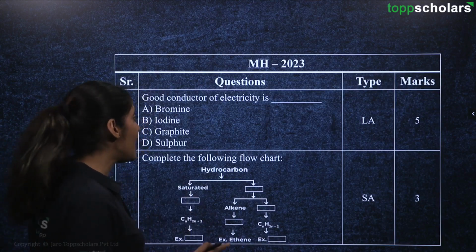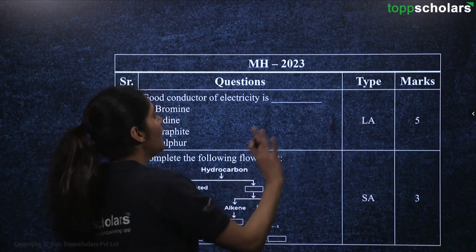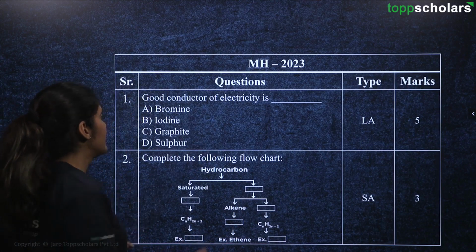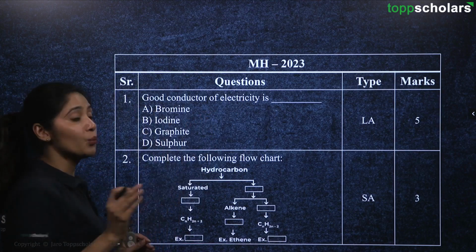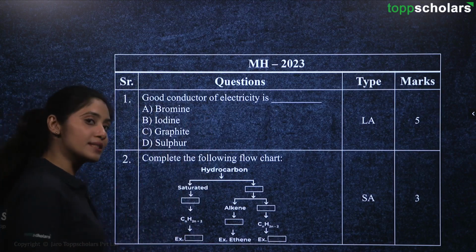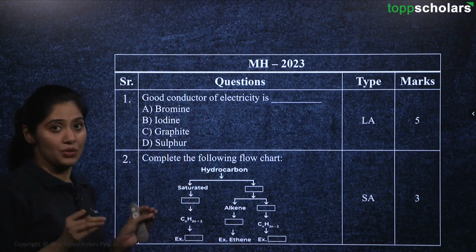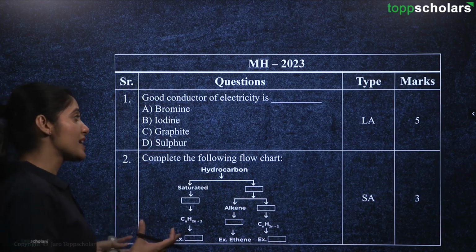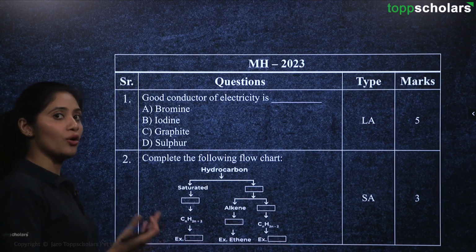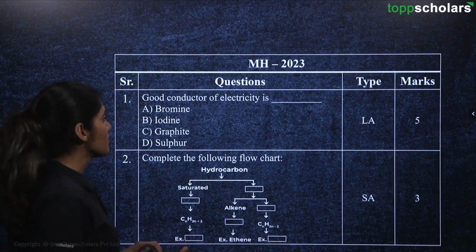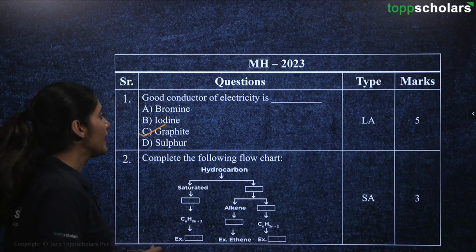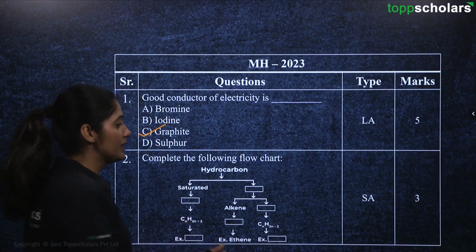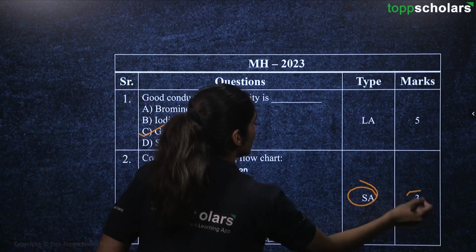Again, we will start with a question which is an MCQ type question. Good conductor of electricity is dash. Among these, which one is the good conductor of electricity? So we know that there is one non-metal among these which is a good conductor of electricity, which has been used in a lot of electrical appliances, that is our graphite. Right? So the good conductor of electricity among these is our graphite.